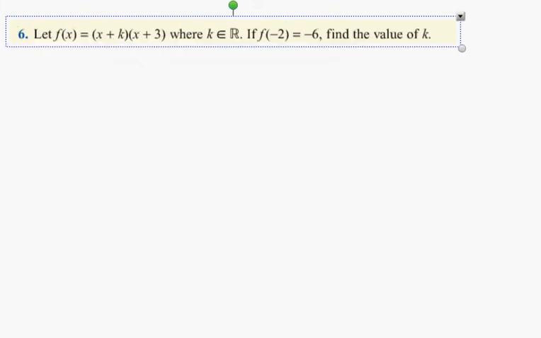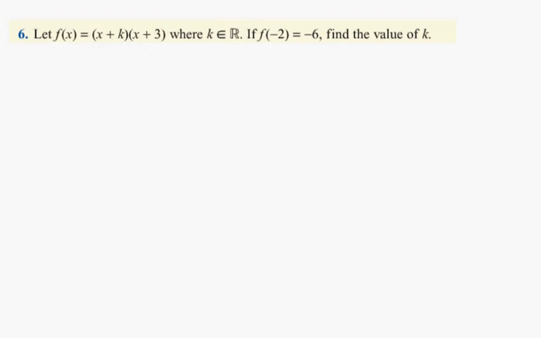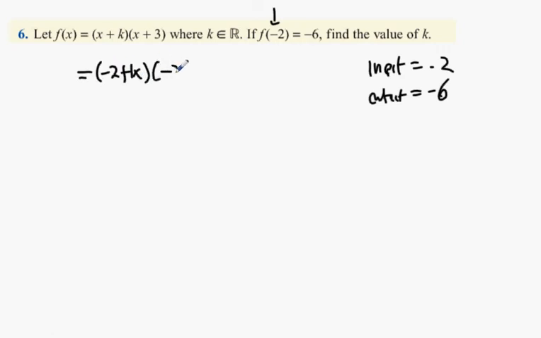This one here is a very similar question. This time, everywhere we see an x, we replace it with a minus 2, because the input is minus 2 and the output answer is minus 6. So when we replace all the x's with minus 2's, that's going to be minus 2 plus 3. What is minus 2 plus 3? It is just 1, we're adding them.